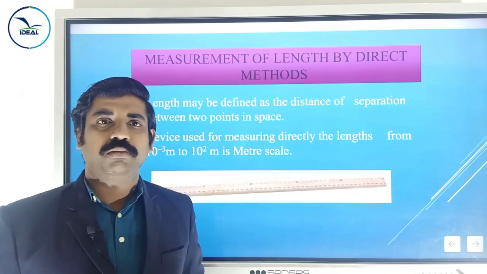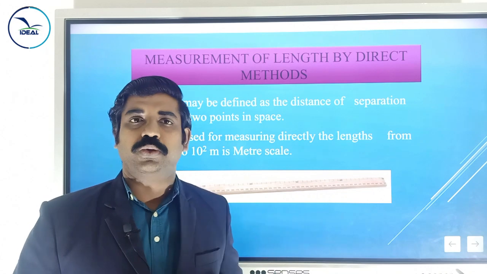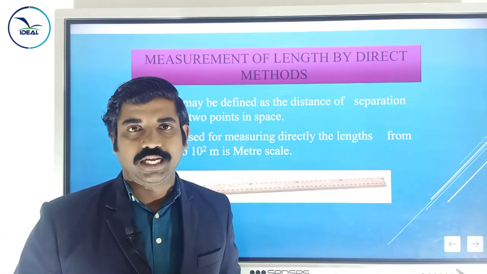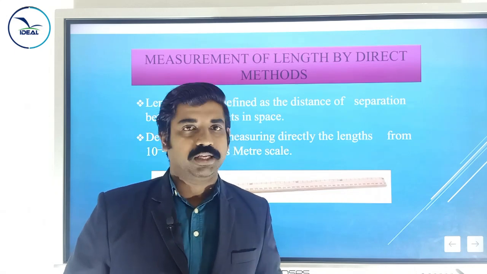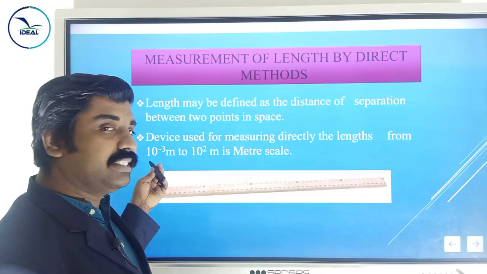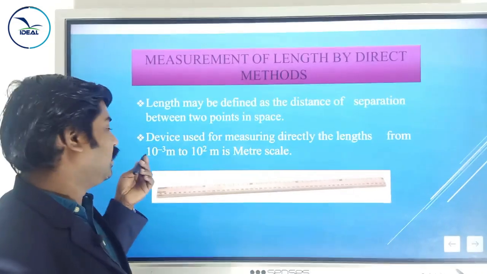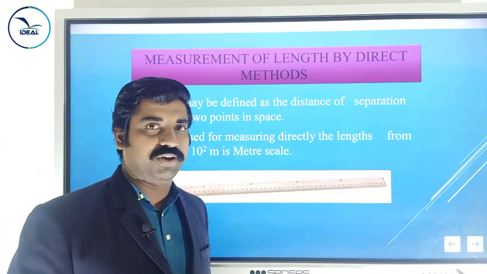And for measuring more than this 100 meters, we are using some other method. That is not a direct method. There we are using some indirect methods. Then if we want to measure less than these units, meaning less than 10 raised to minus 3, meaning 10 raised to minus 4, 10 raised to minus 5, like that.